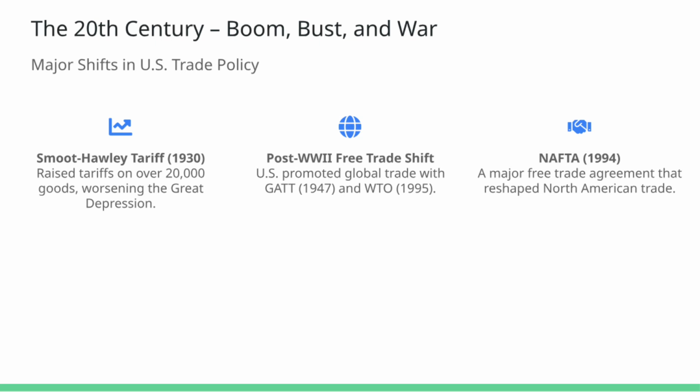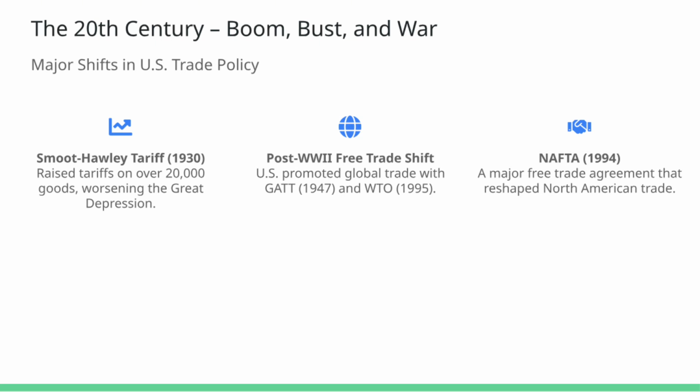But perhaps one of the biggest game changers in modern trade policy came in 1994 with the North American Free Trade Agreement, better known as NAFTA. This eliminated tariffs between the U.S., Canada, and Mexico, creating a massive free trade zone. Supporters argued it boosted economic growth and strengthened ties between the three nations, while critics claimed it led to job losses in American manufacturing. So, by the end of the 20th century, the U.S. had shifted from a high-tariff protectionist economy to a champion of free trade.